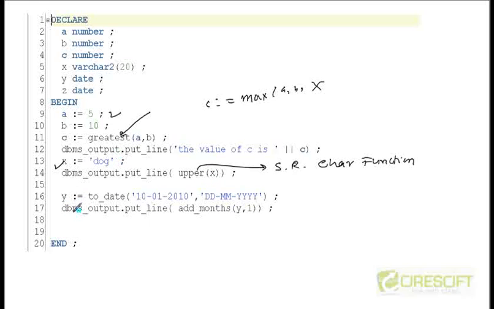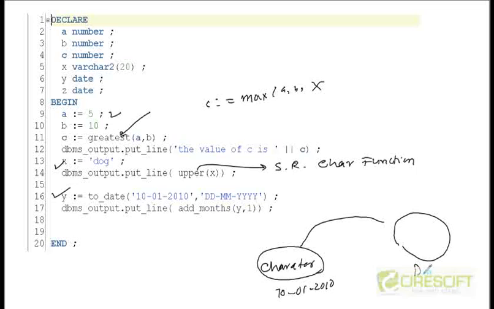So here is an example where, basically, another expression is y is equal to to_date. So this is a date conversion. Basically we are converting a character string, which is 10, 01, 2010, back to a date variable using to_date and using the format string that is ddmmyy. So in this case, y is a date variable, and we convert that from a character to a date.